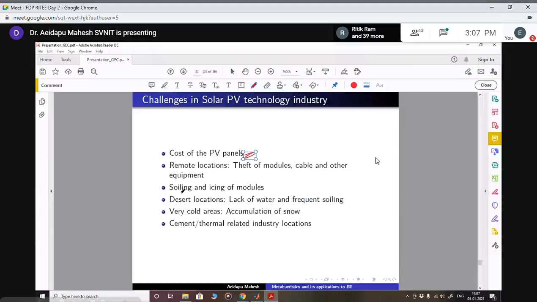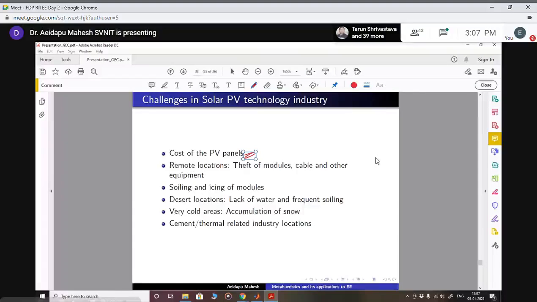And another issue is soiling and icing. In our country, icing would probably not be much of a problem, but soiling is definitely a bigger problem because of the improper maintenance of the PV panels. We are going to lose about 30 to 40% of the revenue or the units generated, because if dust has settled on the PV panel, then the efficiency of the PV panel goes further down.